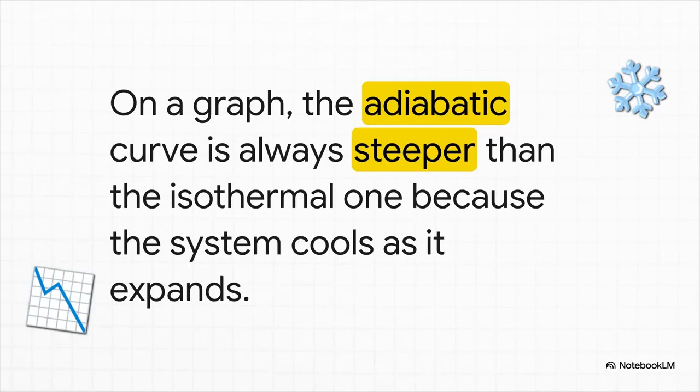Now, if we were to plot these out on a graph of pressure versus volume, you'd see something really interesting. Both the isothermal and the adiabatic paths are curves that go down as the gas expands. But the adiabatic curve is always steeper. And why is that? Well, think back. In the adiabatic process, the system isn't just expanding, it's also getting colder. That extra cooling causes the pressure to drop off way faster.